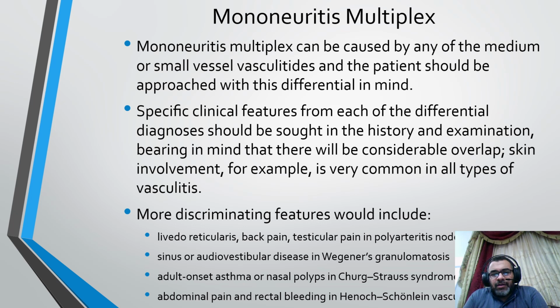Skin involvement, for example, is very common in all types of vasculitis. The more discriminating features would include livedo reticularis, back pain, and testicular pain in polyarteritis nodosa; sinus or audiovestibular disease in Wegener's granulomatosis; adult-onset asthma or nasal polyps in Churg-Strauss disease; abdominal pain and rectal bleeding in Henoch-Schönlein purpura.